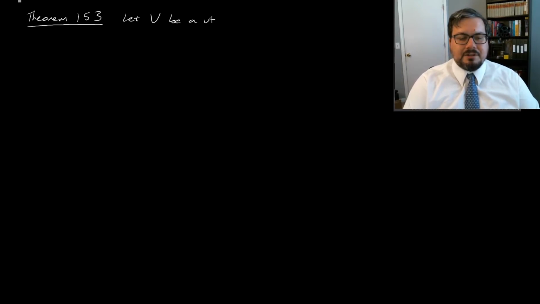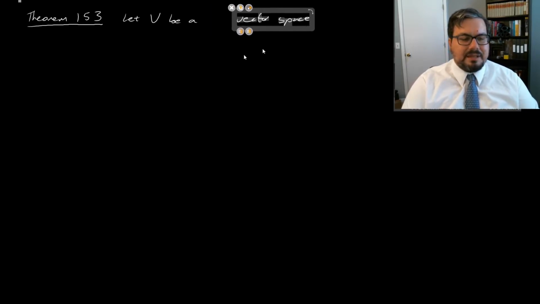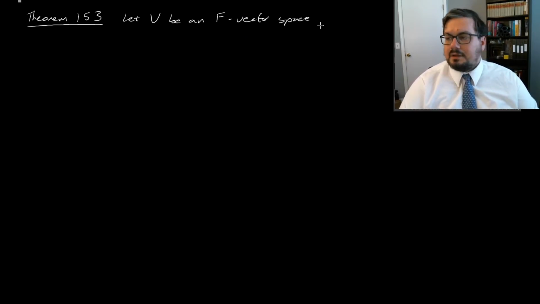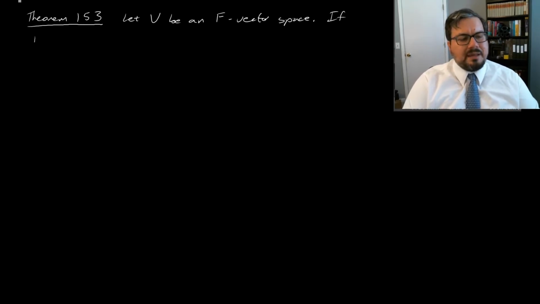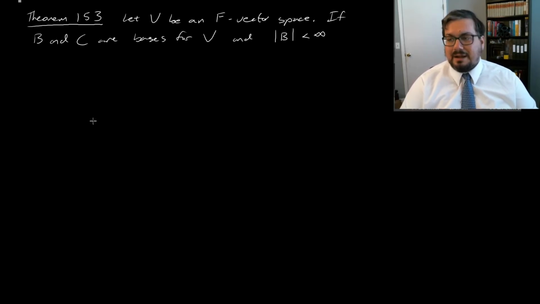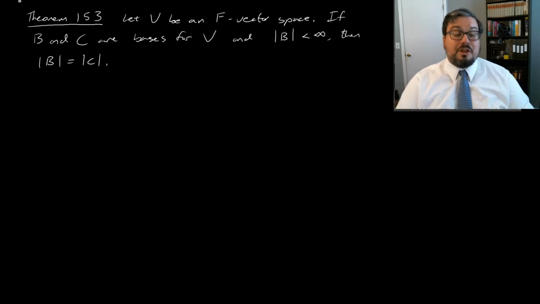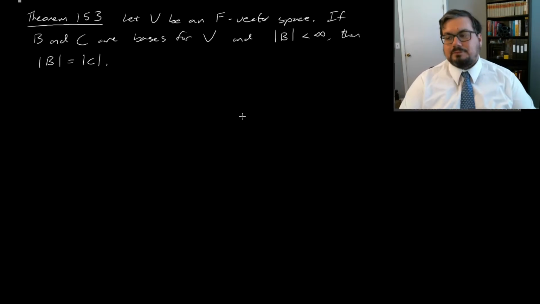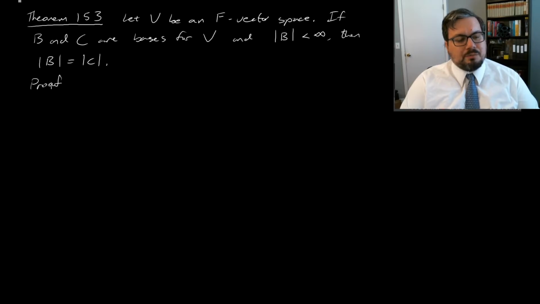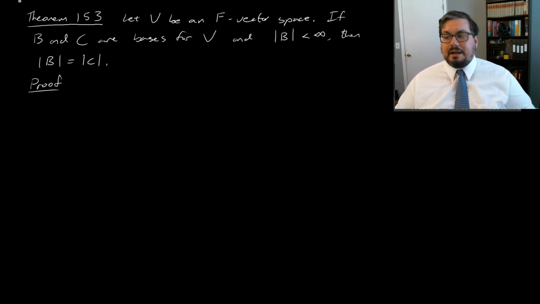Let's let V be a vector space. Let me be precise here. Let's let V be an F vector space. Now, if B and C are bases for V, and if B is finite, if B is a finite set, then B and C have the same cardinality. So in other words, if V has any finite basis, then all bases of V have to be that same size. All right, so the proof here is going to require a few steps.